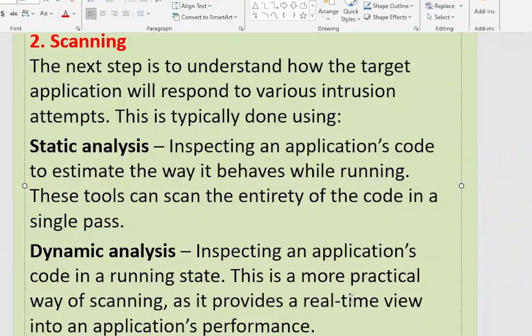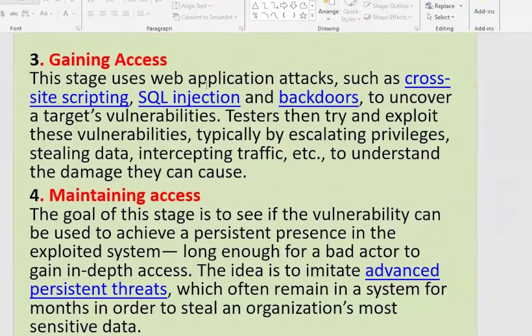Third is gaining access. As you can see here, this is the very important part of ethical hacking or any kind of hacking: how to gain access and how to maintain the access. Gaining access is normally done using web application attacks, such as cross-site scripting, SQL injection and backdoor.